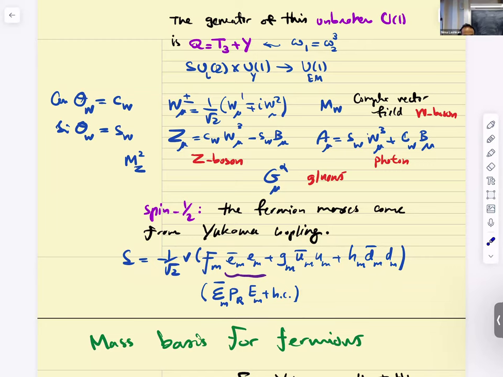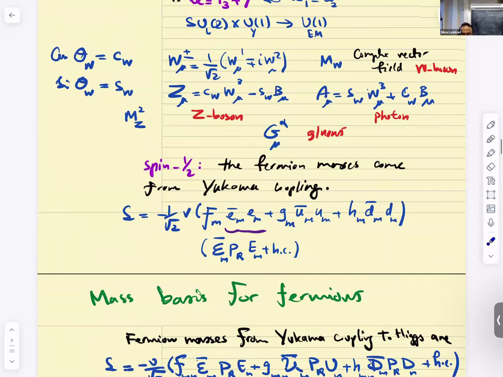Why don't I have a mass for neutrinos? Because it's SU(2)_L, so the right parts. Yeah, well, you can go through it. I trust you. All right.